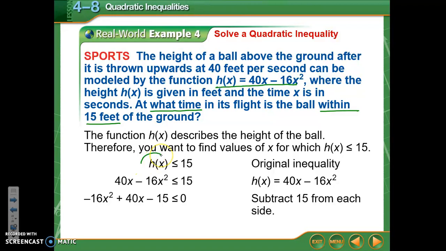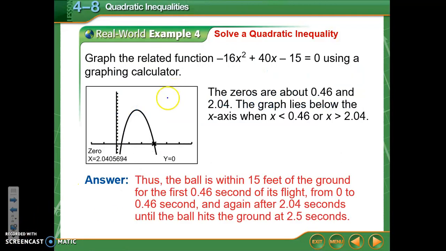So what we're going to do is say, okay, when is this function less than or equal to 15? When is the height less than or equal to 15? So we set it up like this, and we get a quadratic inequality just like we had before. And if we do use a graphing calculator for this, we find our two zeros, 0.46 and 2.04. And we're looking for the x values that make it less than 0.